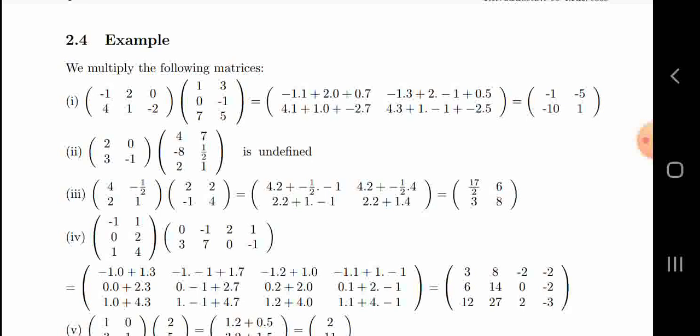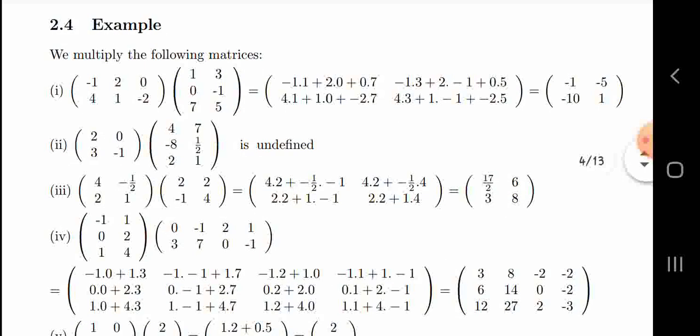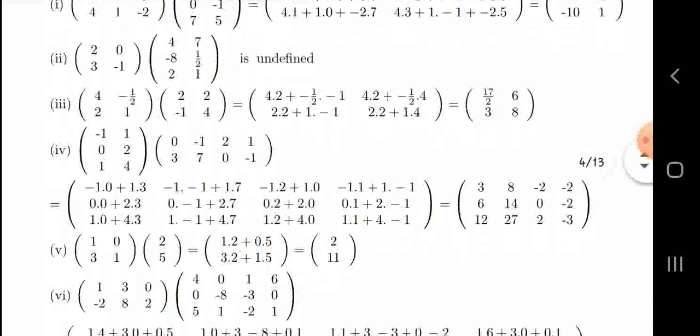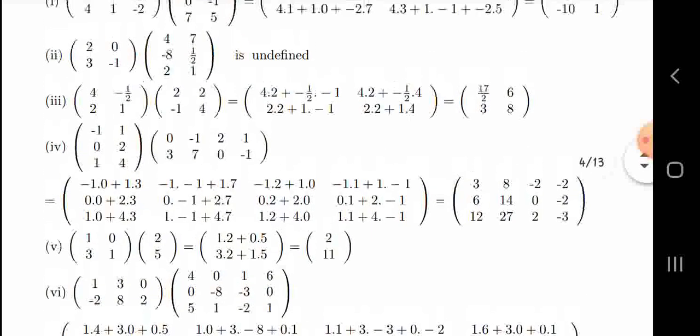This one is undefined, as you know, because here there are three columns in one matrix and here only two rows. Here 2 is there, but here 3 is there, so how can we do it? So it is undefined. Next, they have given another equation as well.